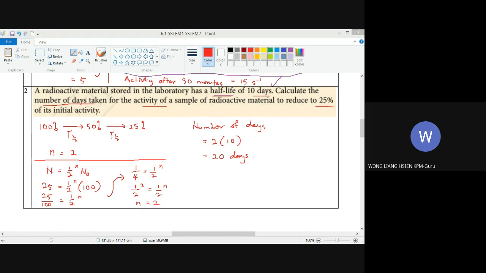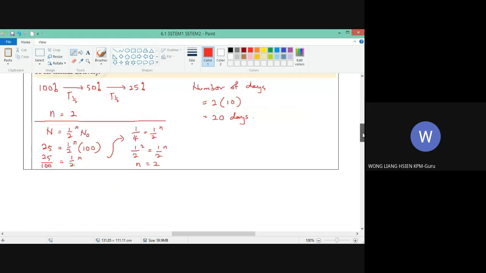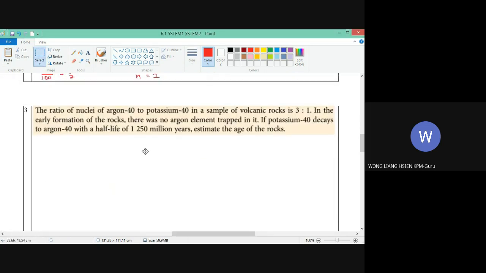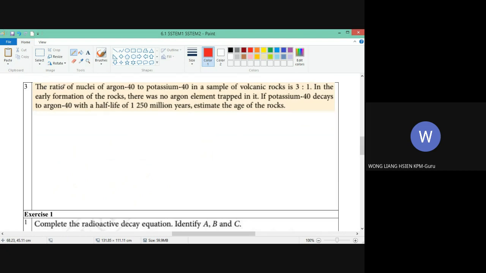So next. Example number 3. The ratio of nuclei of argon-40 to potassium-40 in a sample of volcanic rock is 3 to 1. In the early formation of the rock, there are no argon elements trapped in it. If potassium-40 decays to argon-40 with a half-life of 1,250 million years, estimate the age of the rock.